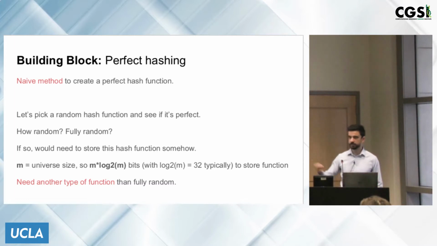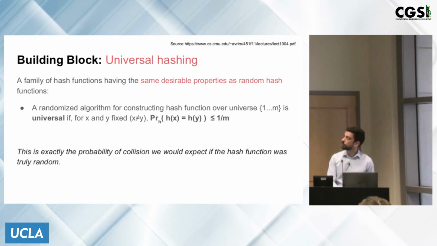So you need another type of function that is not necessarily fully random, but one which has sufficiently good properties and is also easy to design and easy to store. So I just quickly mention universal hashing because it's an interesting mathematical object that is very well known to data structure computer scientists, but maybe less in the bioinformatics community. But since we use hashing in many applications, I'll just do one slide about it.